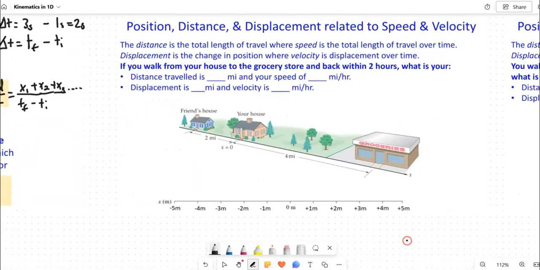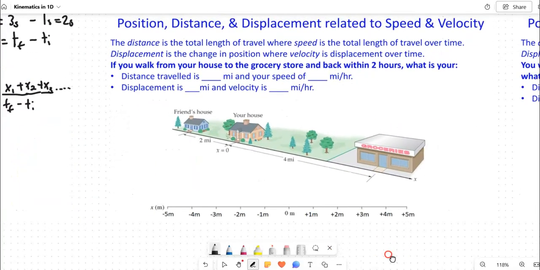Moving over here. So this is how we're on this slide. We are learning about how position, distance, and displacement are related to speed and velocity. Okay, so in this problem, your house is at the 0 point, right? So in life, your home is 0 meters. It's 0 meters in the x direction, 0 meters in the y direction, and 0 meters in z direction.